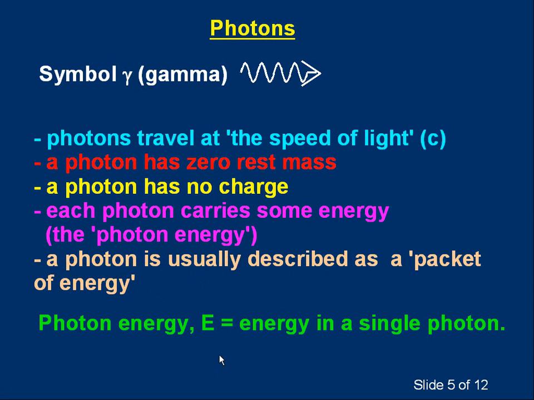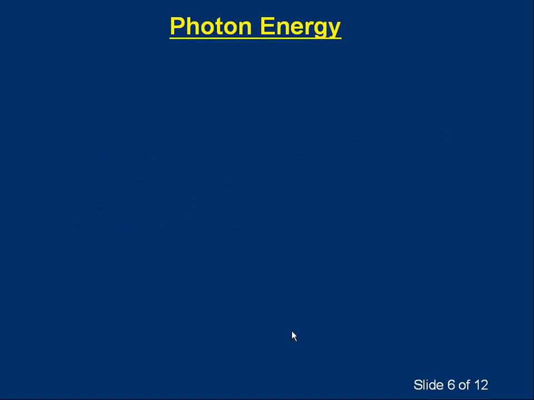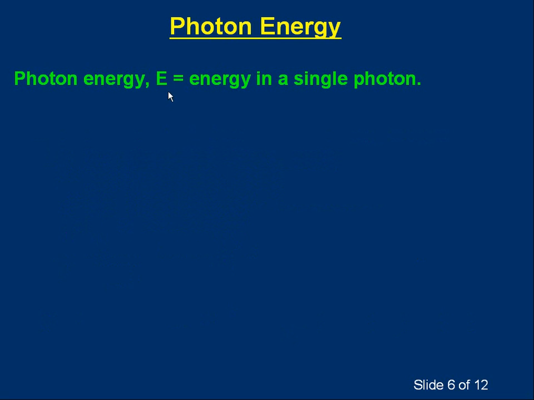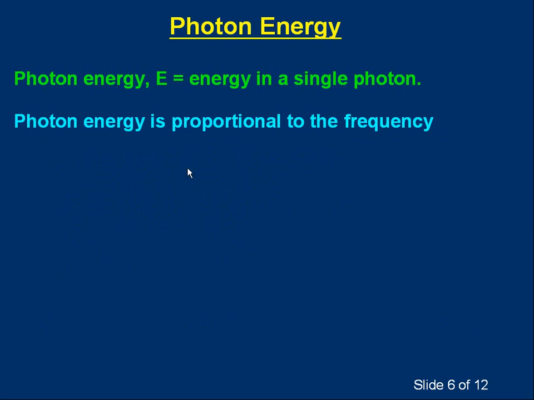The energy in a photon, we've mentioned, is called the photon energy. We give it the symbol E. E is the energy in a single photon. We're going to be using that. Let's move forwards. We know what E means, the energy in a single photon.